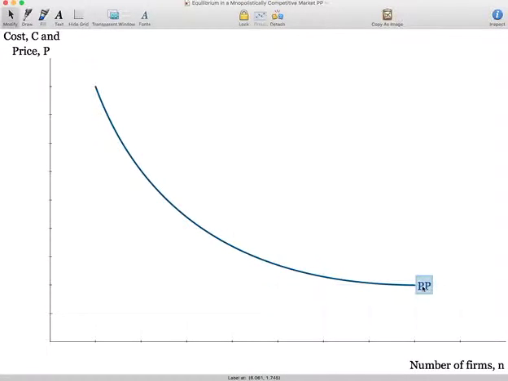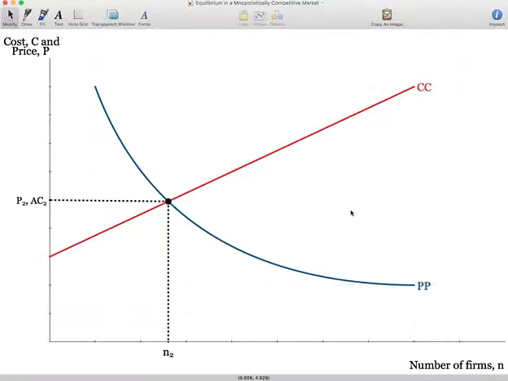Make sure you remember that the PP line is just the relationship between price and the number of firms, and that there's a negative relationship between price and the number of firms, due to the fact that as we increase the number of firms, the level of competition increases. Now we can use these together to give us an equilibrium where the CC curve and the PP curve intersect one another. Price and average cost are equivalent to one another, and that gives us the equilibrium number of firms. So where the PP curve and the CC curve intersect, that gives us an equilibrium.